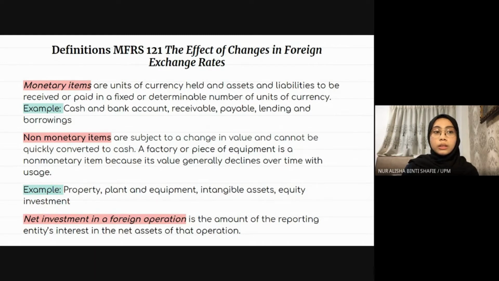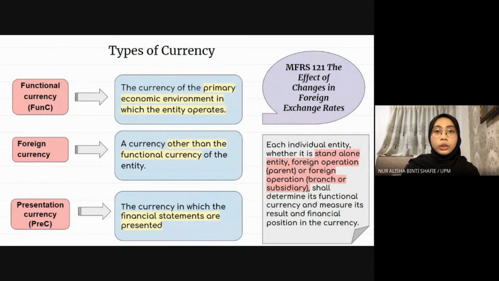The last term is net investment in a foreign operation. Net investment in a foreign operation is the amount of the reporting entity's interest in the net assets of that operation. According to MFRS 121, there are three types of currency. The first one is functional currency. Functional currency is the currency of the primary economic environment in which the entity operates.